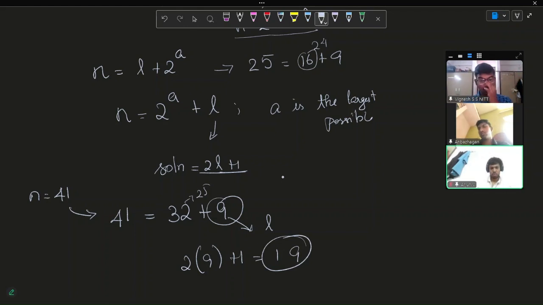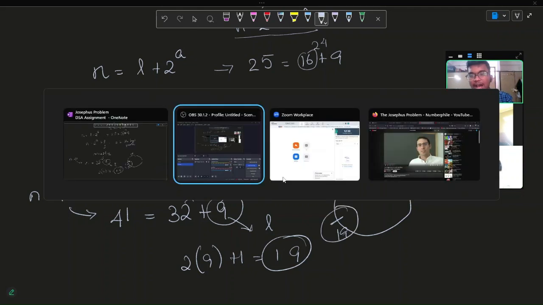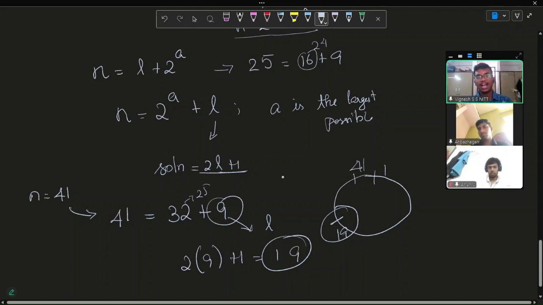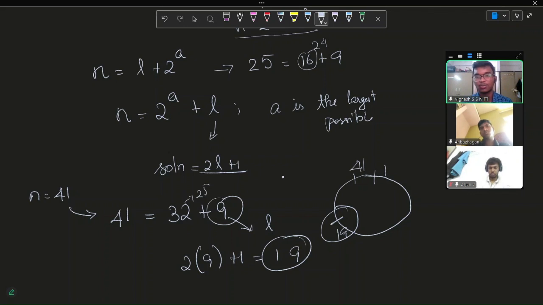19 is the solution. So Josephus needs to stand in the 19th position of the circle of 41 members so that he won't get killed and will be the last survivor. He will then surrender to the enemy team to escape from his Roman opposites. Okay, we'll meet in the next meeting.